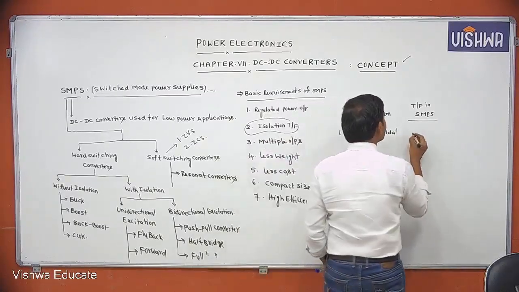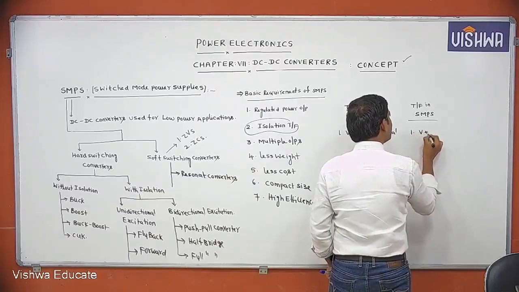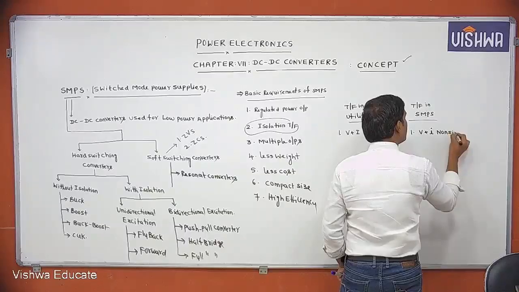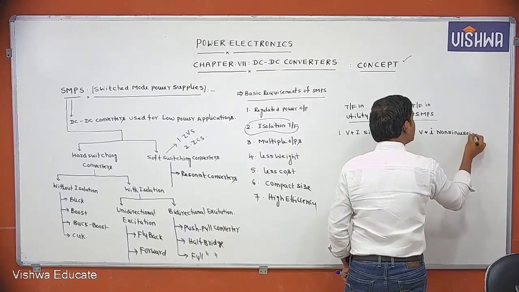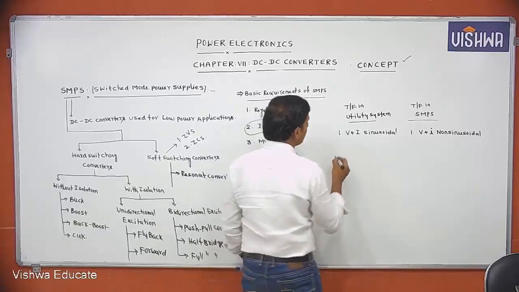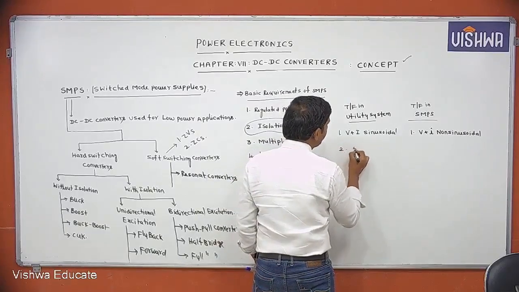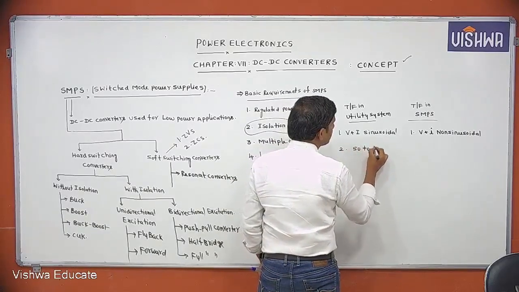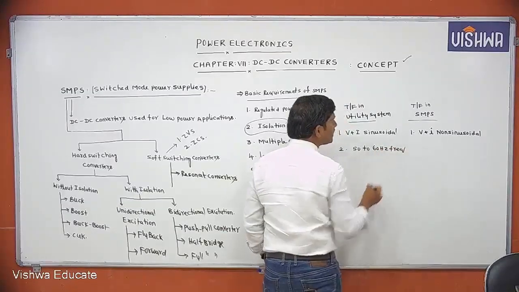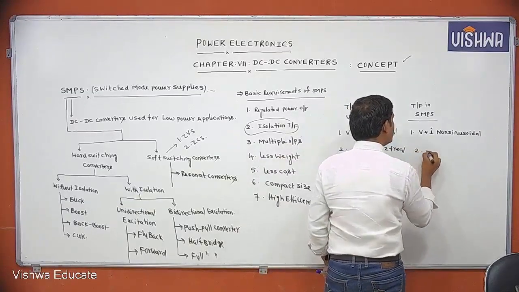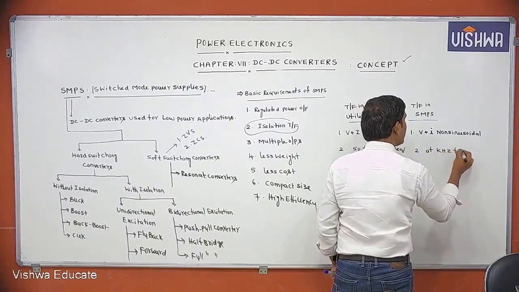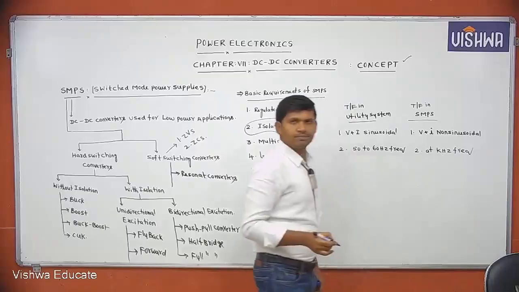But in the case of SMPS, voltage and current are non-sinusoidal. You don't expect always sinusoidal; the transformer is subjected to non-sinusoidal excitation. The utility transformer is designed for 50 to 60 Hz frequency, while the SMPS transformer is designed for kilohertz frequency.